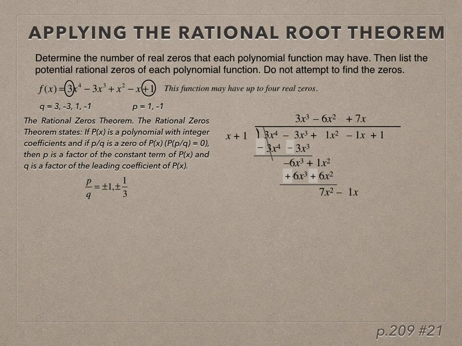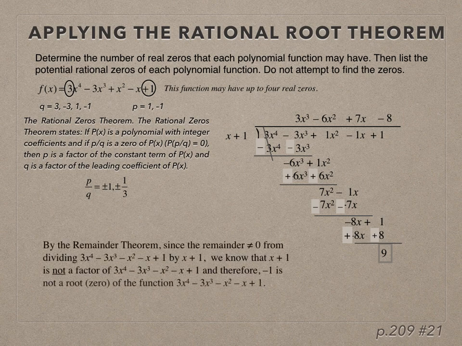Remember, if I get a remainder of 0, that means that x plus 1 is a factor, and in fact, negative 1 would be a root. So we're looking for a remainder of 0. But we don't get it. So by the remainder theorem, since the remainder is not equal to 0, we know that x plus 1 is not a factor. Therefore, negative 1 is not a root or a zero of this function. It's not a real solution of that function. So I've narrowed out negative 1.